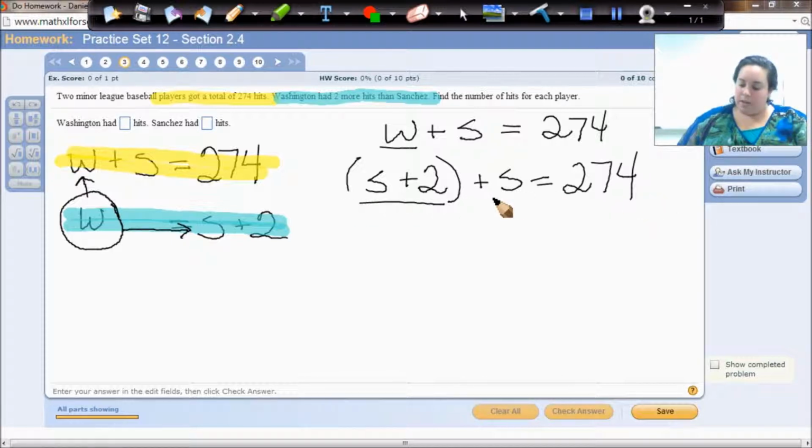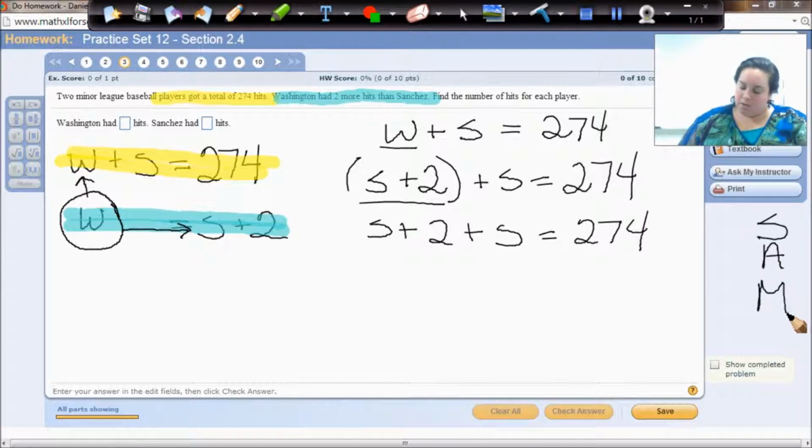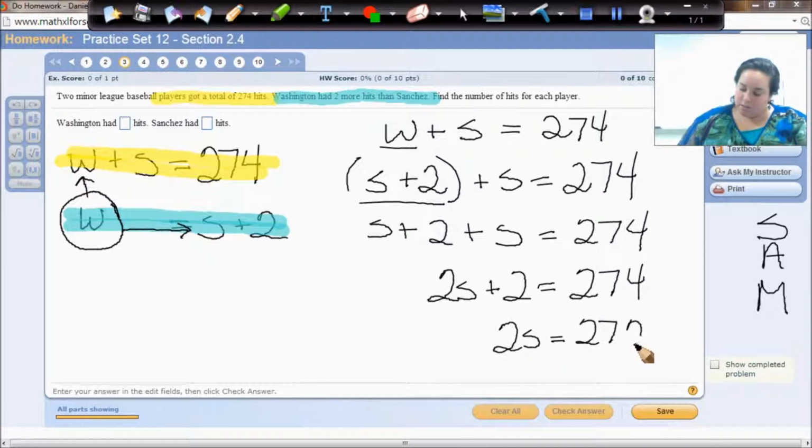Now we have an equation that we can solve. Notice this is one equation with only one variable in it, just S's. So we know how to solve this. This is S plus 2 plus S equals 274. We're going to solve it with our same steps that we always use. Okay, so simplify both sides. We can add like terms. 2S plus 2 equals 274. We'll use the addition property to subtract 2 from both sides. 2S equals 272. Then we'll use the multiplication property to divide by 2 on both sides.